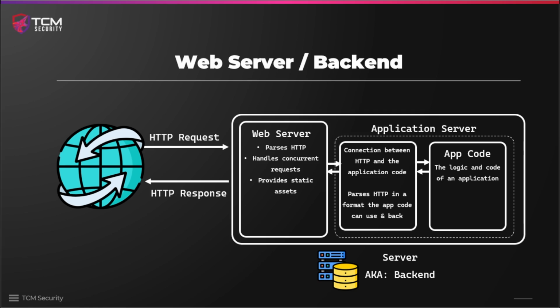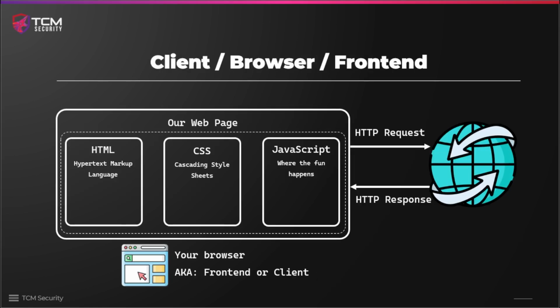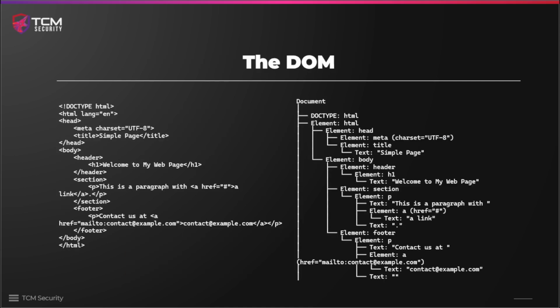So let's take a closer look at the front end as well. We have three main components at work here: HTML, CSS, and JavaScript. And we'll take a closer look at these in a moment, but first I want to talk about the DOM. On the left here, we have our page that's being rendered by the browser, and of course we can right-click and view source or hit Ctrl-Shift-C and inspect the page, and on the right we have a DOM representation of this.